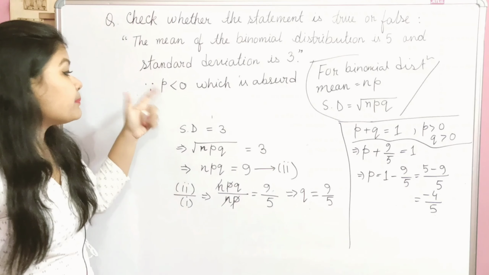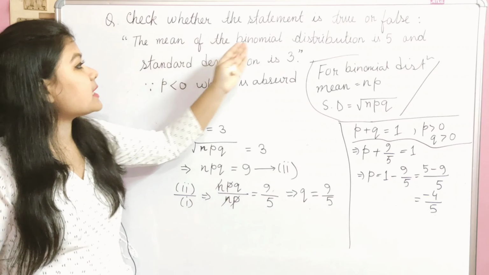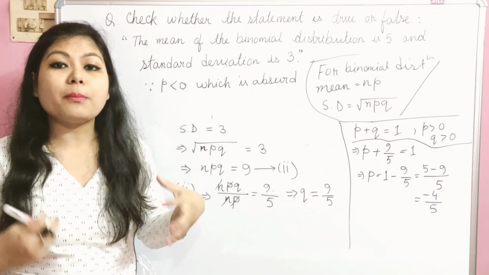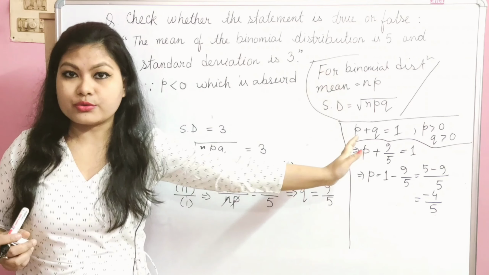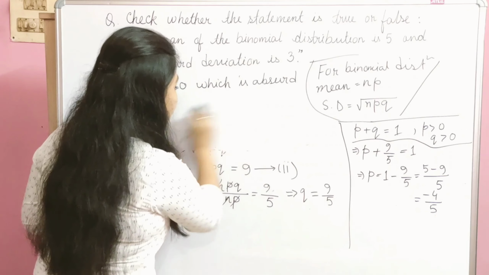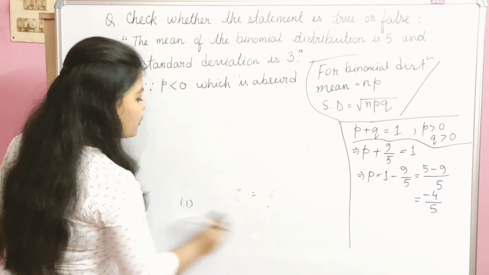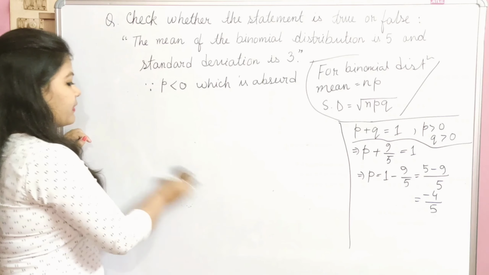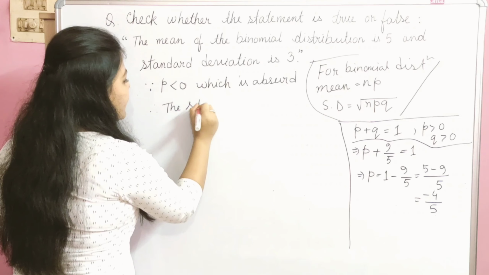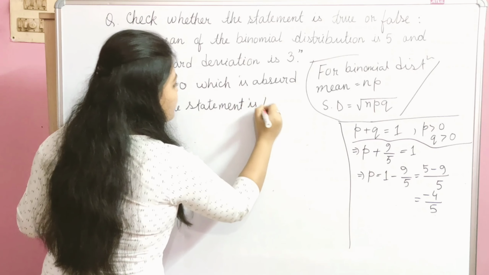And why did the P value become negative? Because we assumed that mean is equal to 5 and standard deviation is equal to 3. So the main problem is created by these two values. Therefore we can say that the statement is a false statement, because all this negative value is created by the values given in this statement. Therefore the statement is false.